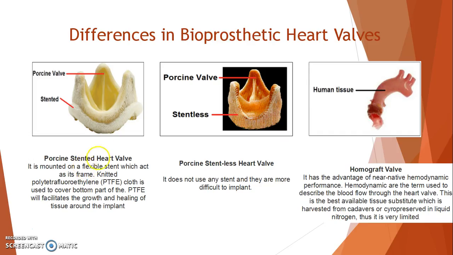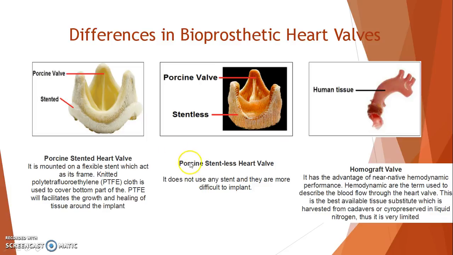Okay, next is the difference in bioprosthetic heart valves. The first one is the porcine stented heart valve. As you can see here, the function of the stent is to provide support during implantation. It also consists of PTFE, which is polytetrafluoroethylene, which helps to facilitate the growth and healing of tissue around the implant.